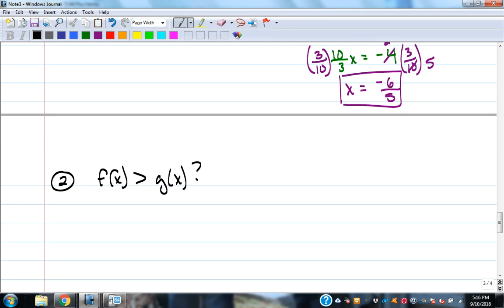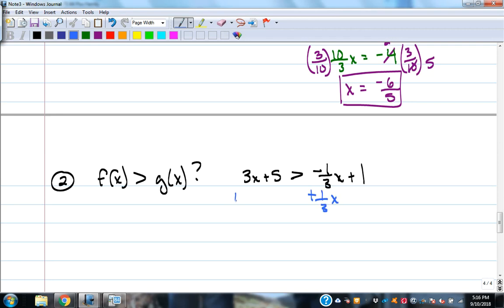We set up the inequality just like we did the equation, right? So I would set that up. F of x goes first. That was 3x plus 5 is greater than negative 1/3 x plus 1. And I'd solve it the exact same way.